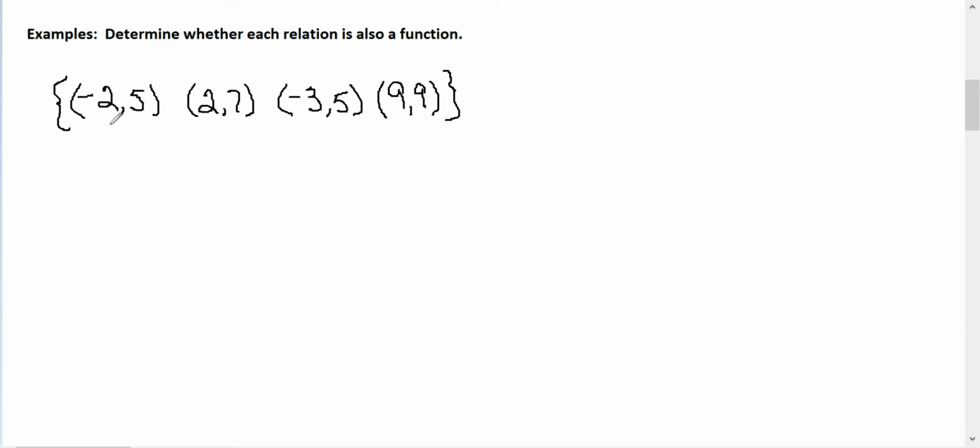Well, I'm going to look at these relations, and then I'm going to look to see that they have a different x value. So here I got a negative 2, a 2, a negative 3, and a 9. All different numbers. So this is indeed a function. Okay. Take note that functions are allowed to have the same y value, but not the same x value. For example, this has a y value of 5, and this has a y value of 5. However, it does not affect the outcome of these ordered pairs being a function.